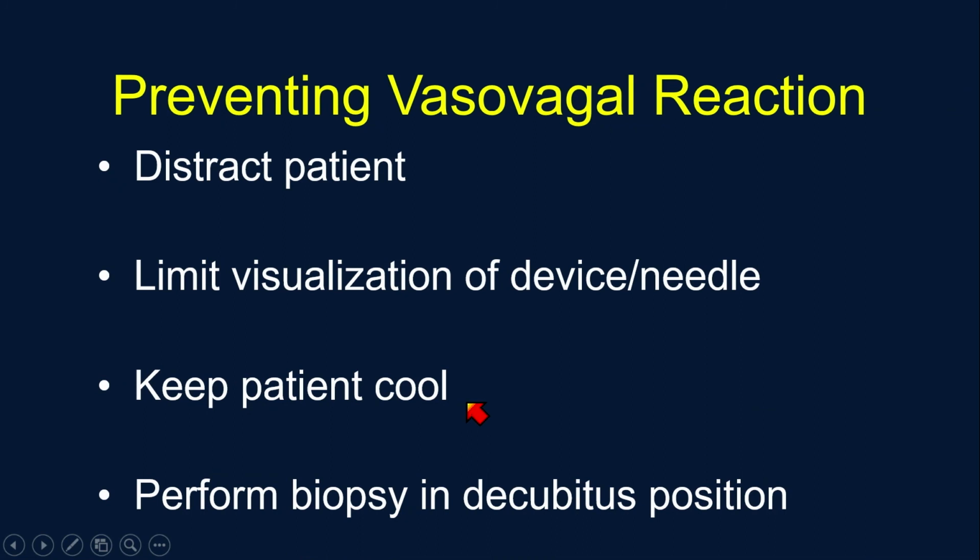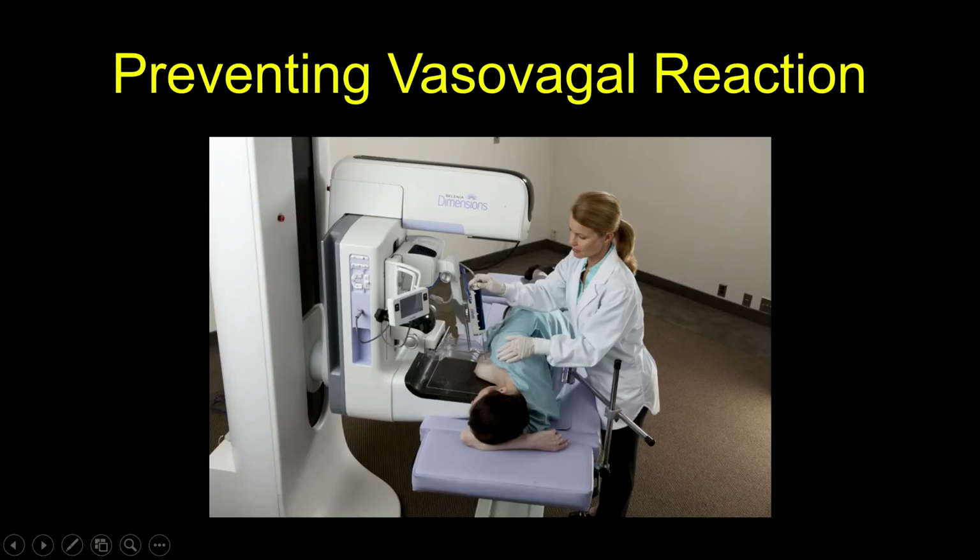Keep the patient cool, and if the patient has a track record of vasovagal reaction, you want to biopsy them in decubitus position. And this is an example of how, even with an upright unit, you can place the patient in decube position. And here it shows approach to the right breast biopsy with a lateral approach.